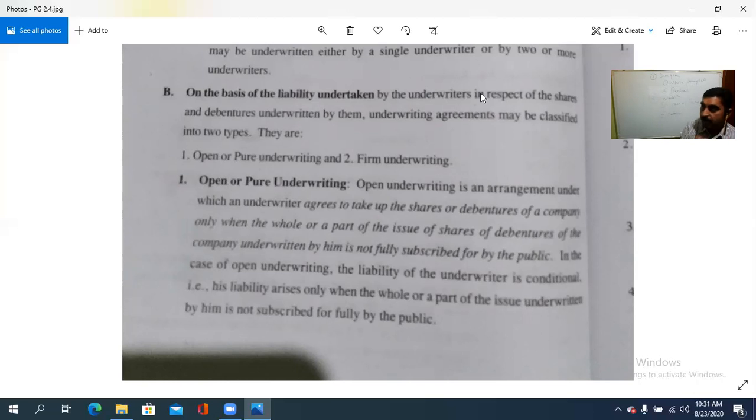So it is an arrangement. Both are almost the same. What does whole underwriting mean? The whole of the issue of shares or debentures that is not taken up by the public is to be taken up by the underwriter. It is almost the same here. So open underwriting is an arrangement under which an underwriter agrees to take up the shares or debentures of a company, which is his work, only when the whole or part of the issue of shares or debentures has not been taken up.